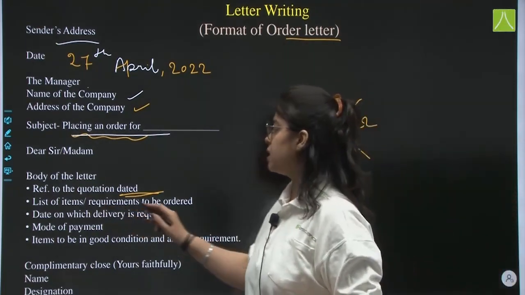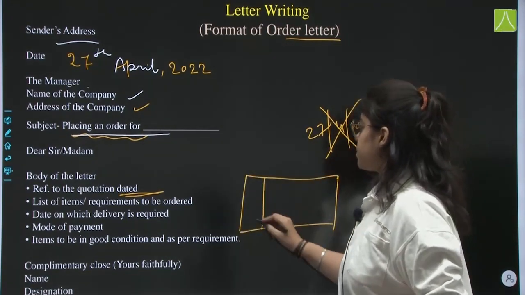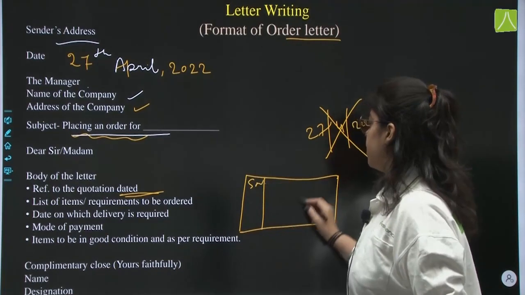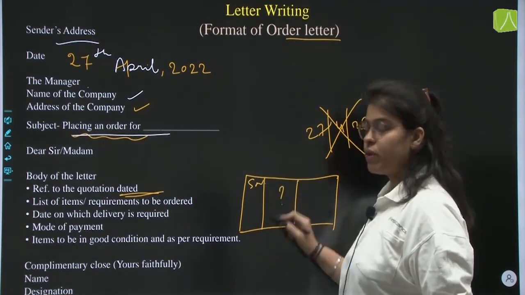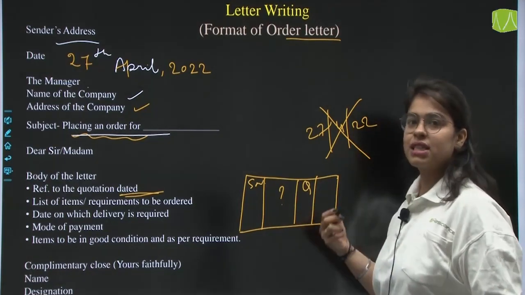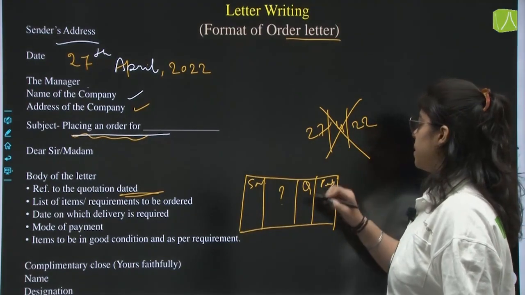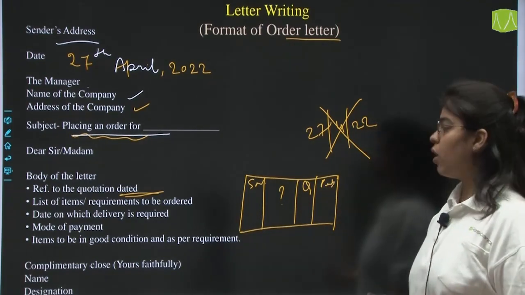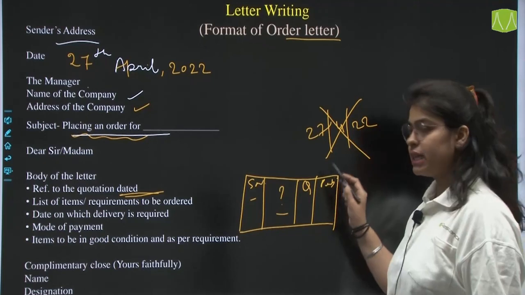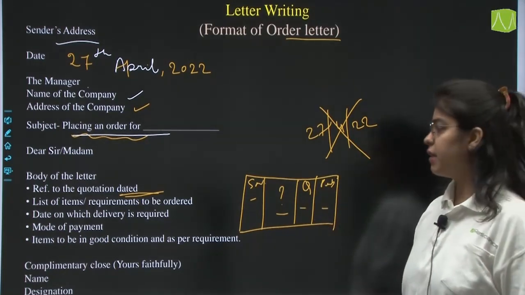So list of items. These children we mostly write in a tabular way. Here we write the serial number, then we write what all things do we want, then we write the quantity, and if you are asking for a book or a notebook, we write the publisher's name. Okay, so there are 4 columns: the serial number, the things or the books to be ordered, their quantity, and if the publisher's name is given.